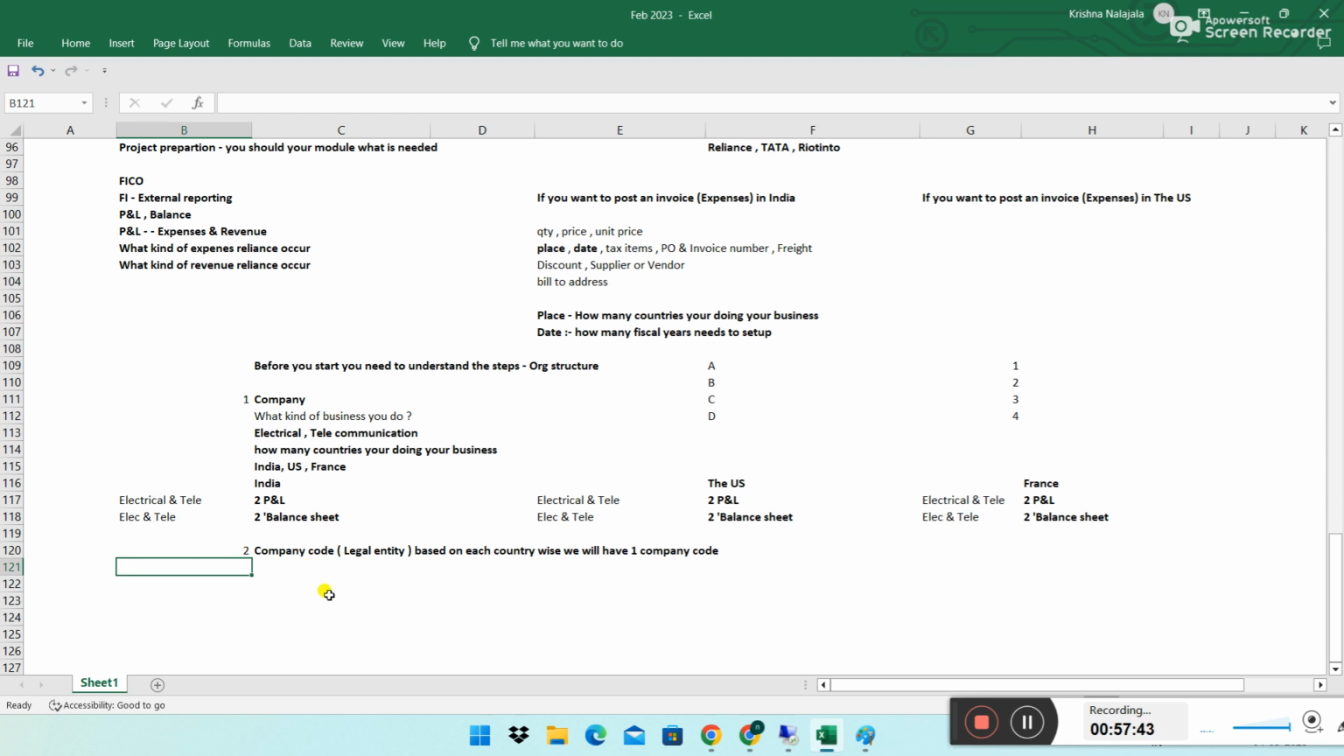You remember, company code is nothing but a legal entity. What is meant by legal entity? Anybody want to tell me? Whatever you know, tell me. Organization, sir. Organization. Okay, good.